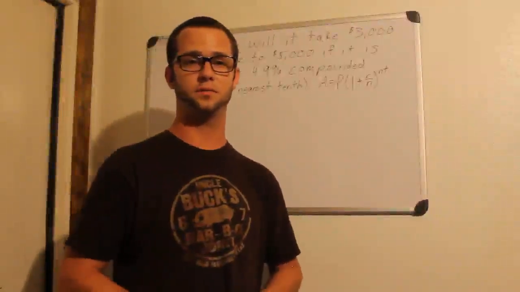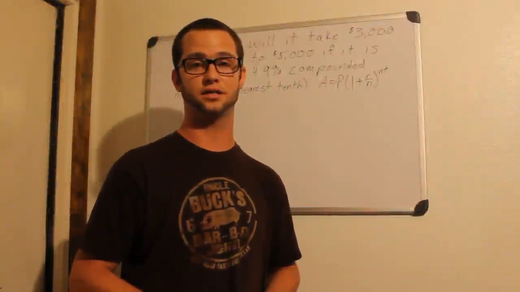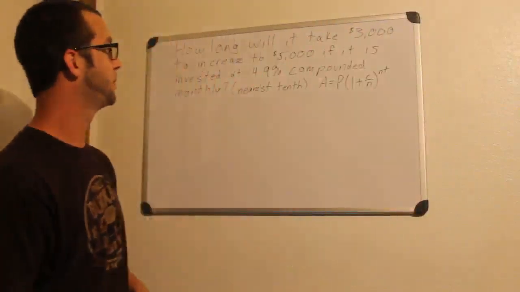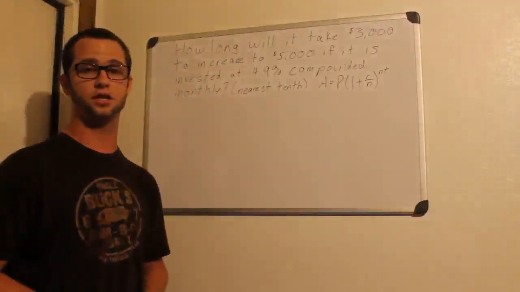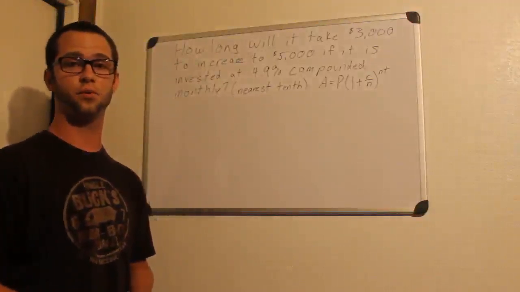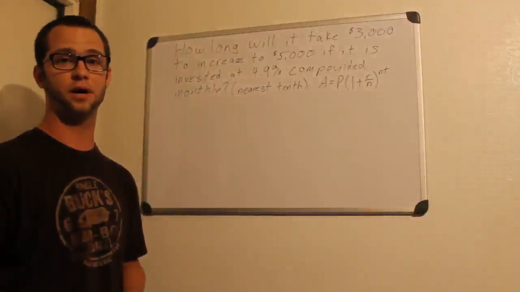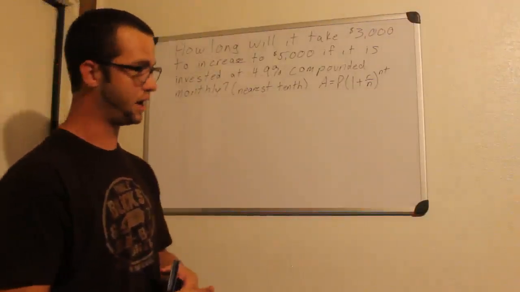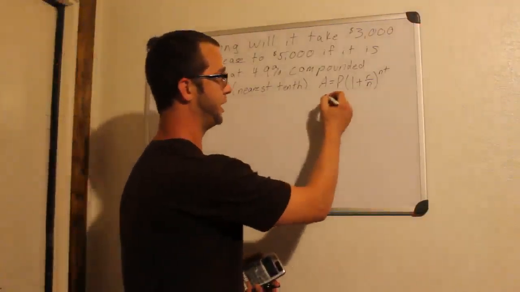Today we're going to talk about something a little intimidating and scary to a lot of people, and that's word problems. This word problem in particular: How long will it take $3,000 to increase to $5,000 at 4.9% compounded monthly? It sounds pretty scary, but all you really need to know is this formula right here.